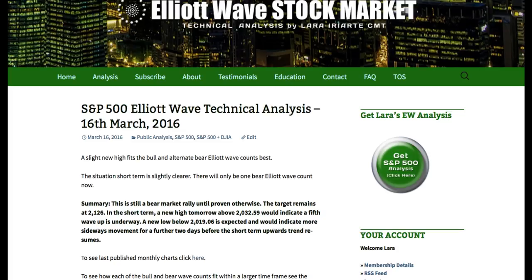The target remains at 2126. If we see a new high tomorrow above 2032.59, then we're in a fifth wave up toward that target. But I'm expecting a new low below 2019.06 tells us we're in a short-term sideways consolidation for a fourth wave. When that's done, then the upward short-term trend should resume.